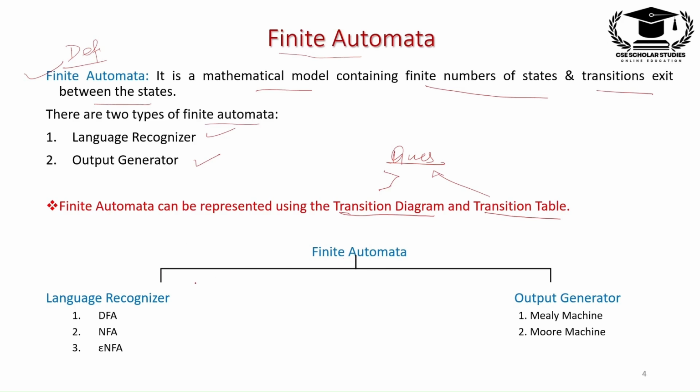So basically, these are the two types of finite automata: the language recognizer and the output generator. The language recognizer is categorized into three types of automata. First is the deterministic finite automata, then non-deterministic finite automata, and epsilon non-deterministic finite automata. The output generator automata are categorized into two types, Mealy machine and Moore machine. These are the two types of machine used to generate the output of automata, and the others are used for language recognition.